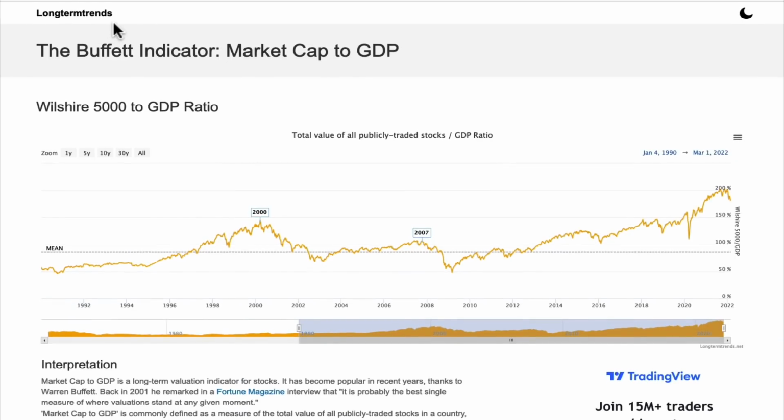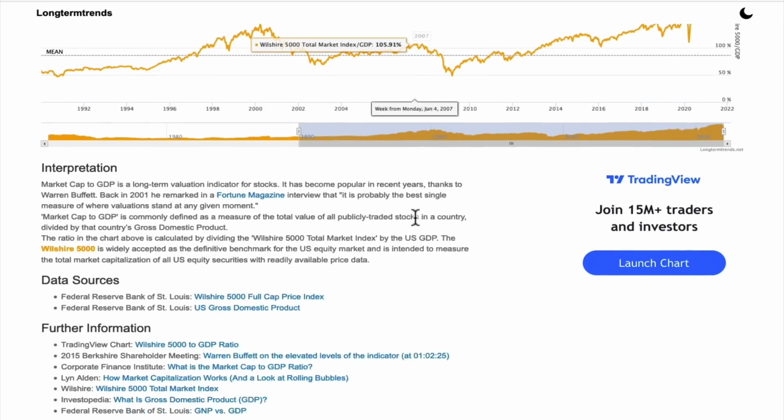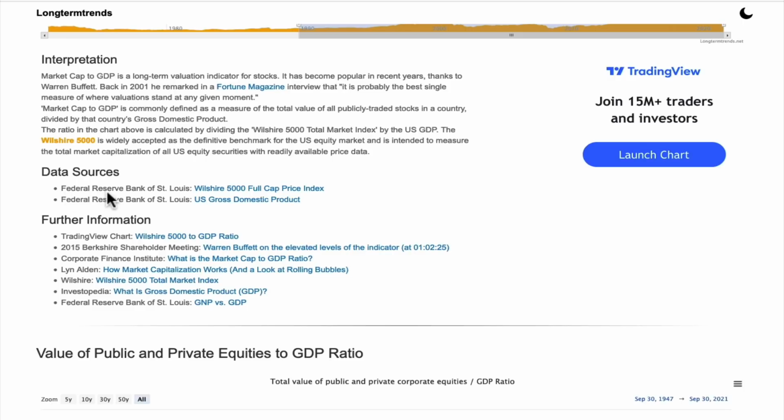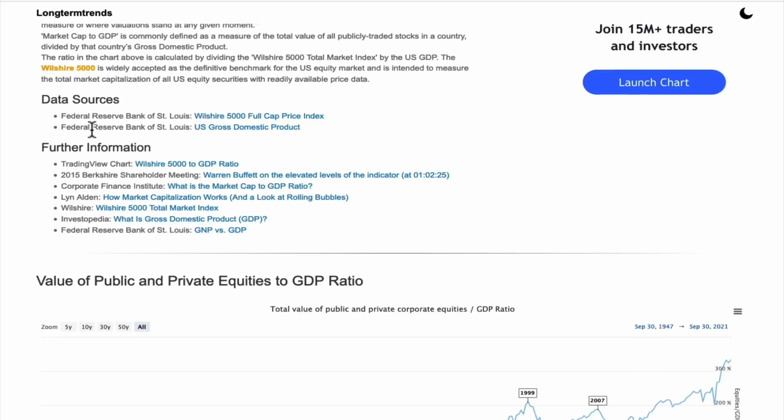Okay, here's the site Long-Term Trends. If you haven't been to that one, it's got a whole bunch of great charts and indicators from not just economics and finance, but from a whole bunch of different disciplines. You can get lost in this thing. This is the Wilshire 5000 to GDP ratio, the one that I saw, and it gives you the data sources from where it got it from. It's the Federal Reserve Bank of St. Louis. Good, because that's what I would have used as well. And then you have further information here.